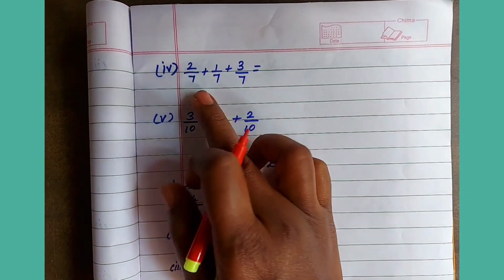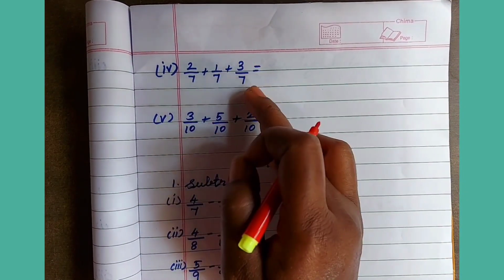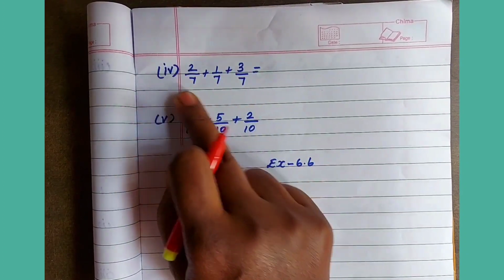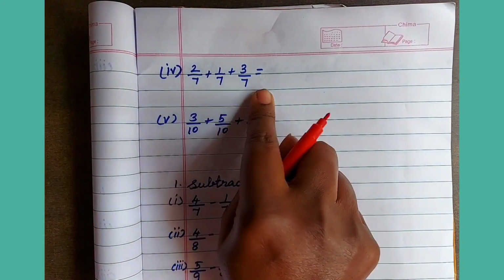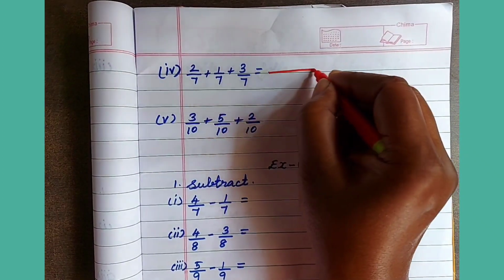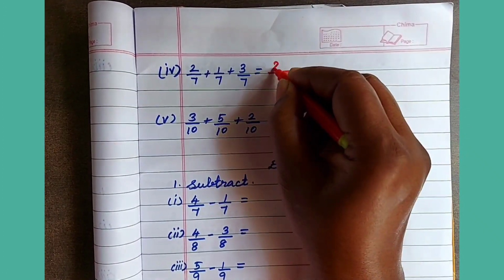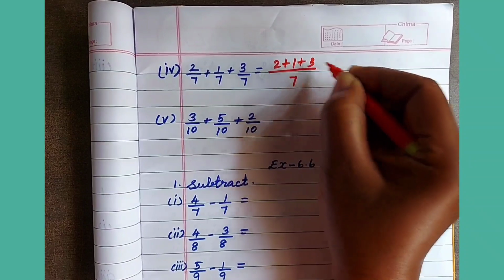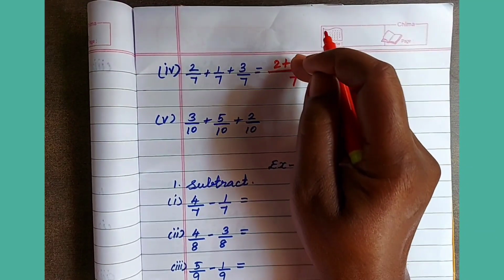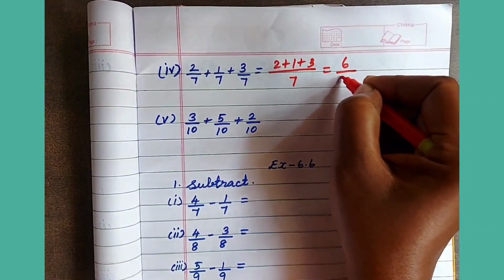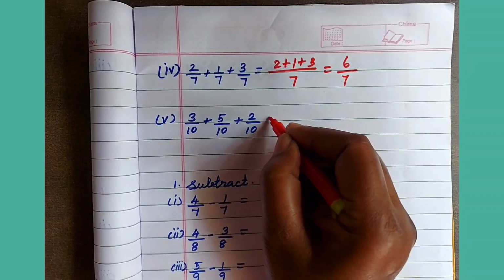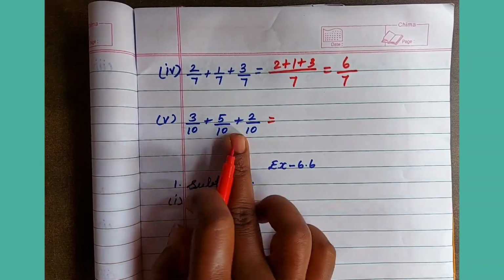Fourth one, 2 by 7 plus 1 by 7 plus 3 by 7. So 3 fractions are given. So we put the common denominator value 7, and 2 plus 1 plus 3. So 2 plus 1 is 3, 3 plus 3 is 6, divided by 7 is the answer.